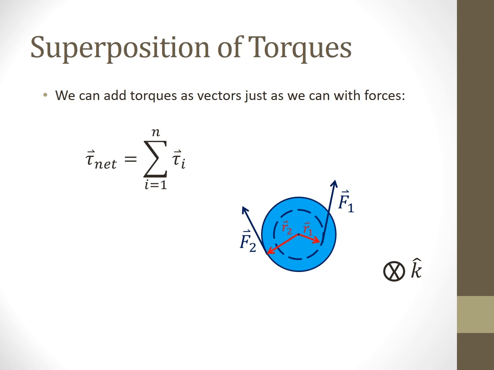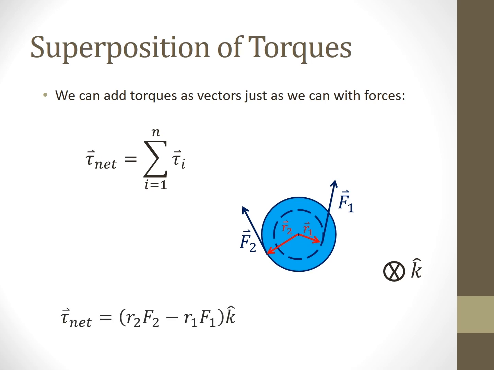So what's going to happen when F1 exerts the force at that radius R1? We can see that that's going to cause counterclockwise rotation of this object. And if we put our thumb in the direction of the z-axis pointing into the page, positive rotation would be clockwise rotation here. In this case, F1 is causing counterclockwise rotation, so that torque is going to be negative. And F2 is going to cause clockwise rotation, so the torque resulting from F2 is positive.